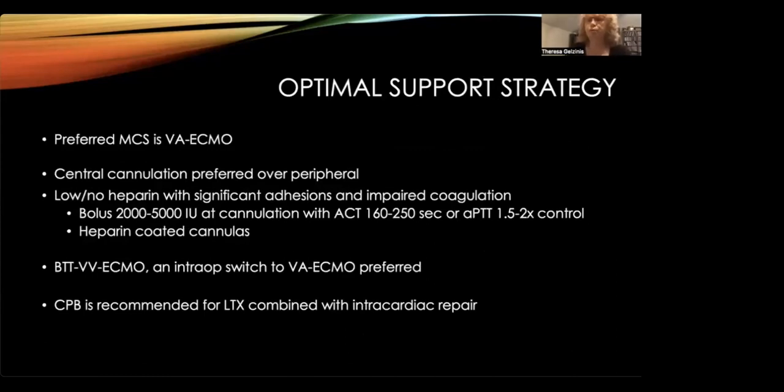Low or no heparin approaches should be used in patients with significant adhesions and impaired coagulation. A bolus of 2,000 to 5,000 units should be administered at cannulation to obtain an ACT of between 160 and 250 seconds, or an APTT of 1 to 2 times control, and the use of heparin-coated cannulas is recommended. In patients with bridge to transplant VV ECMO, an intraoperative switch to VA ECMO is preferred, and bypass is recommended for lung transplants combined with intracardiac repairs.